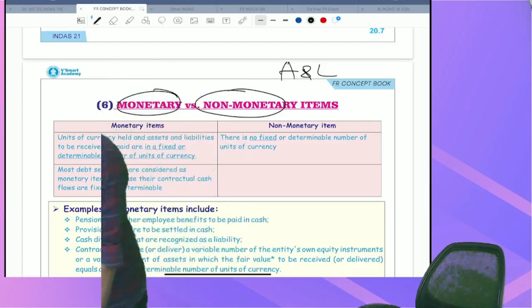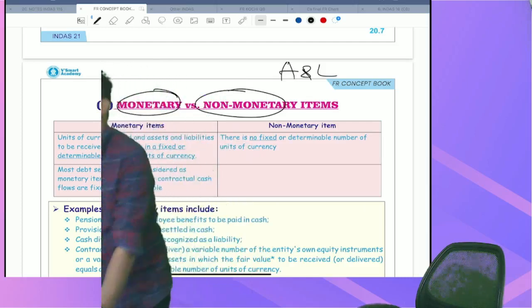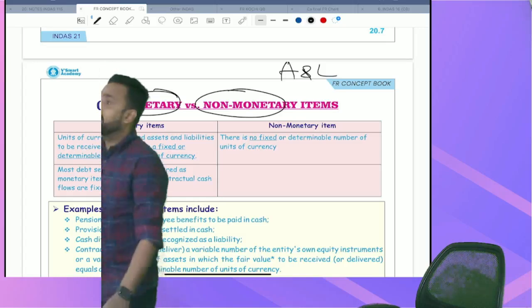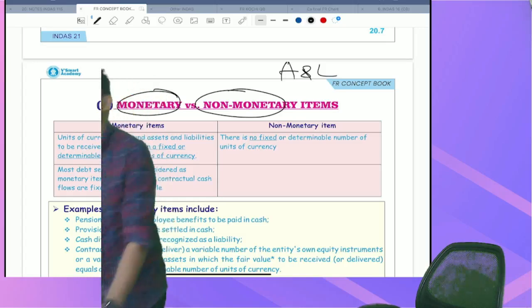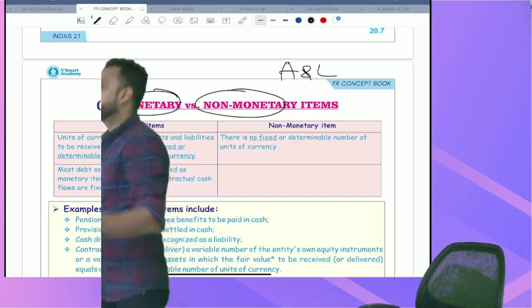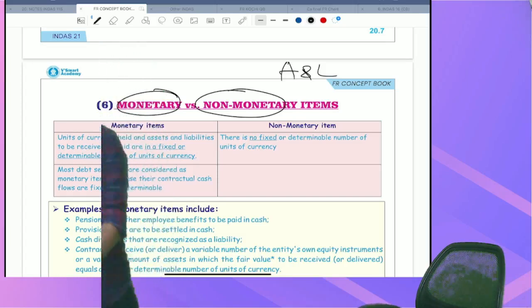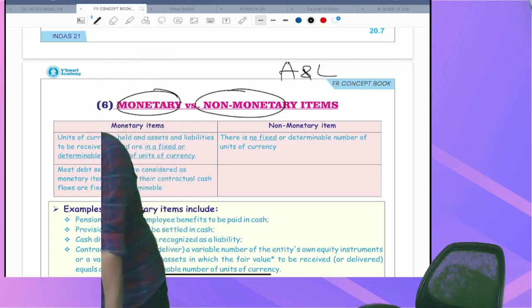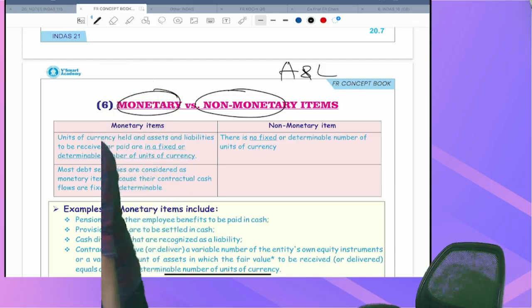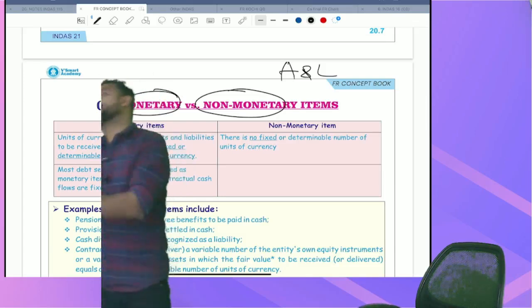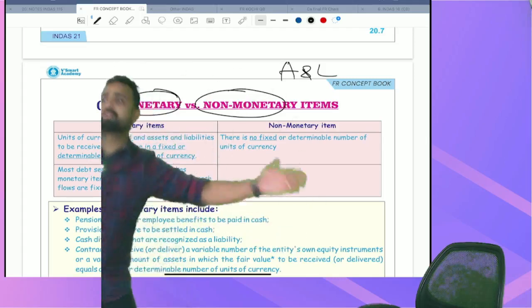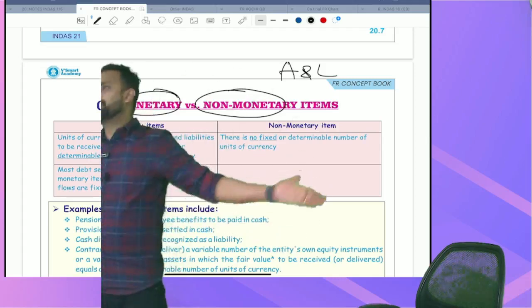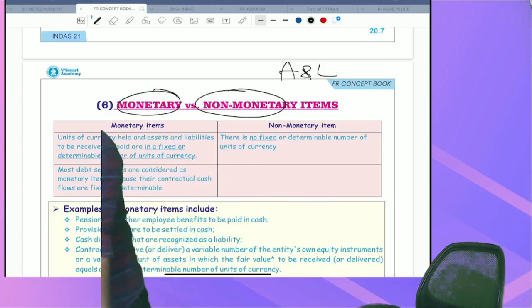Okay. Purchase a building. Purchase a building is non-monetary. Purchase a building in foreign currency is a Foreign Currency Non-Monetary Item. Understood or not? Invested in the equity shares of some US based company. Foreign currency, but non-monetary item. Understood or not? Ind AS has different treatment for foreign currency monetary items and foreign currency non-monetary items. Different treatment for both of them. Are you guys understanding or not?